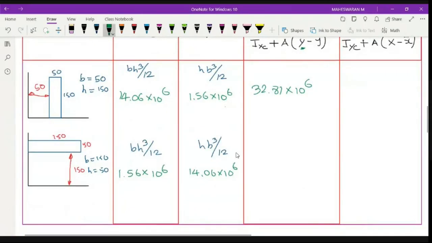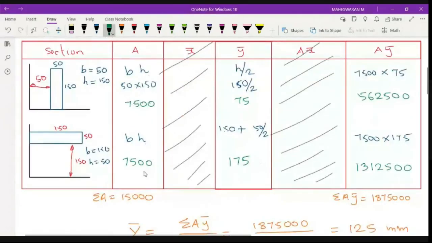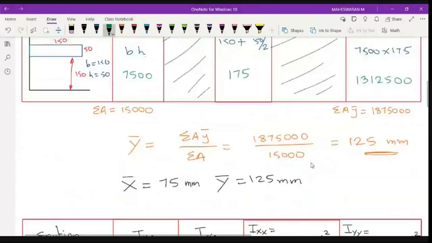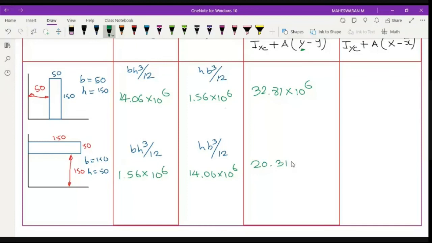Yeah, now the second section. For the second one, your IXC will be 1.56 E6. You can type it like that. Area is 7500. Capital Y bar 125, there is no change. Small Y bar is 175. The result is 20.31 into 10 power 6.